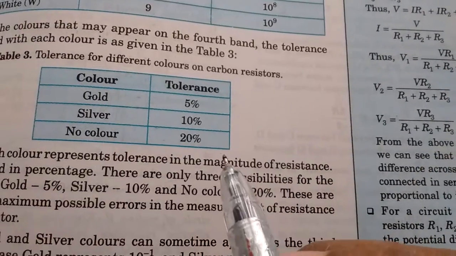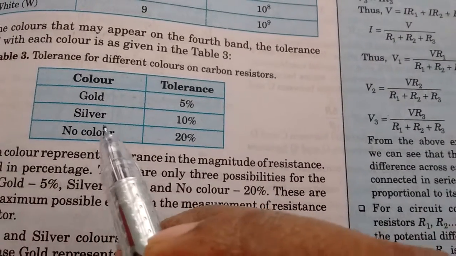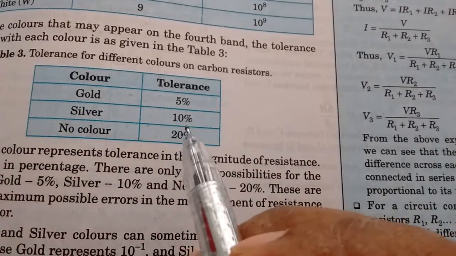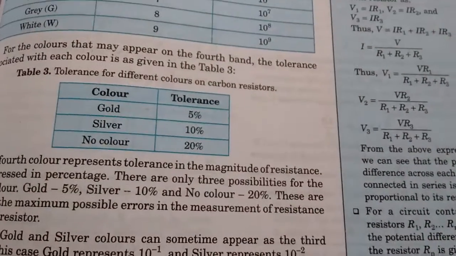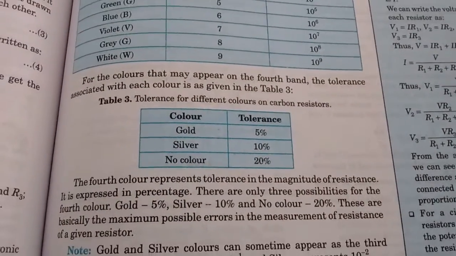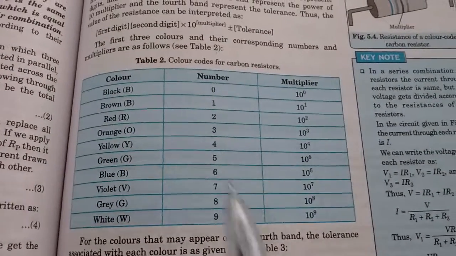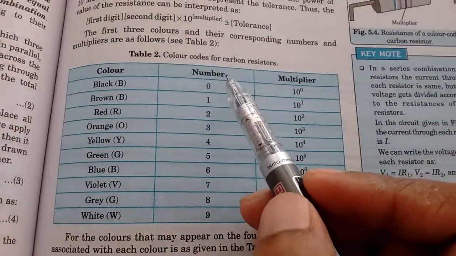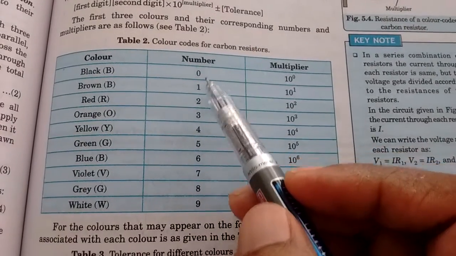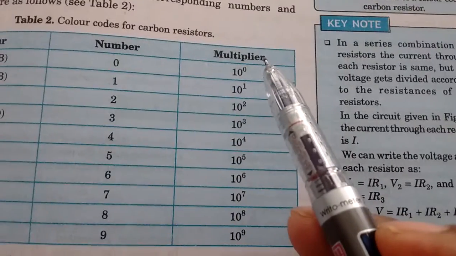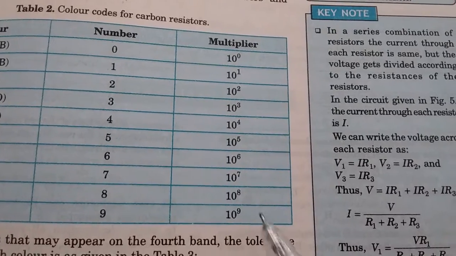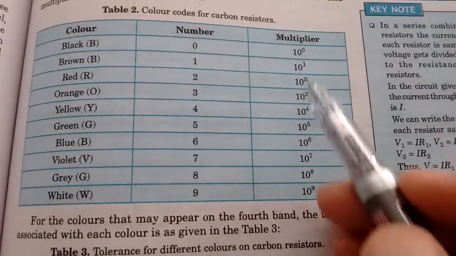Okay, if there are 3 colors, the fourth color is no color, and its tolerance level is 20%. Okay, so how to remember this table? There is a simple formula to remember this table. Of course, the numbers are arranged from 0 to 9. This is from 10 to the power 0 to 10 to the power 9 also. Okay, very simple. No need to remember this.